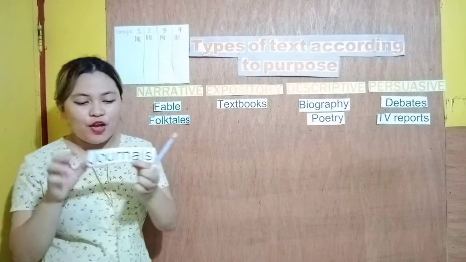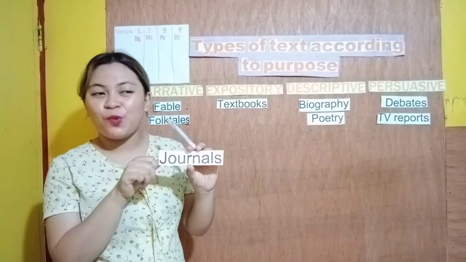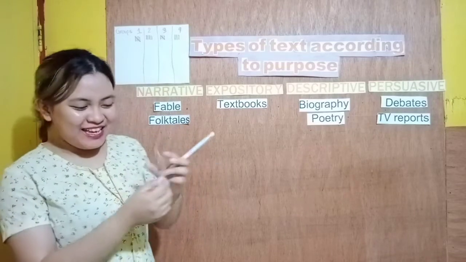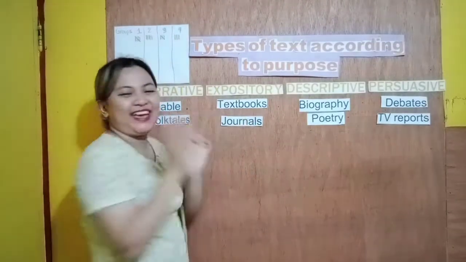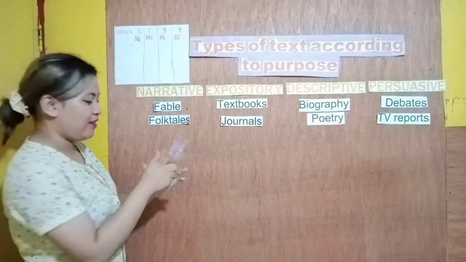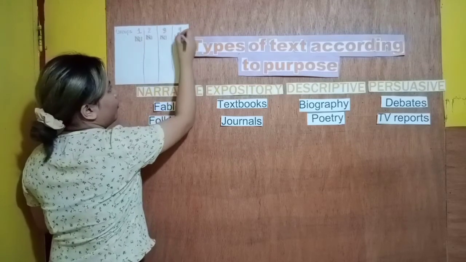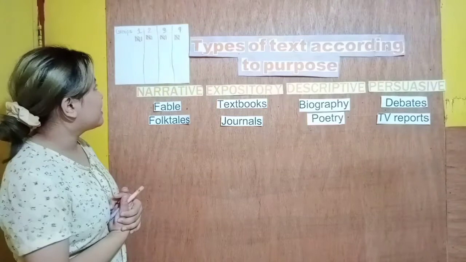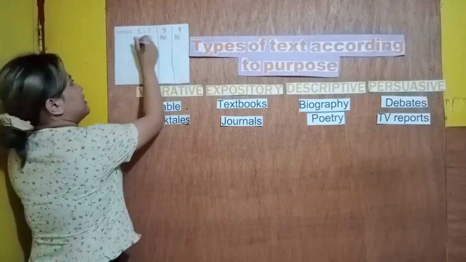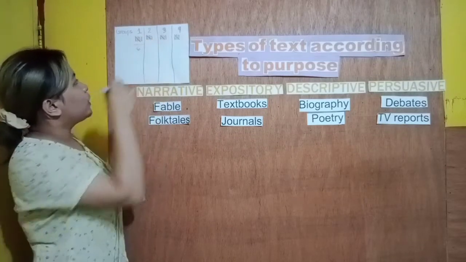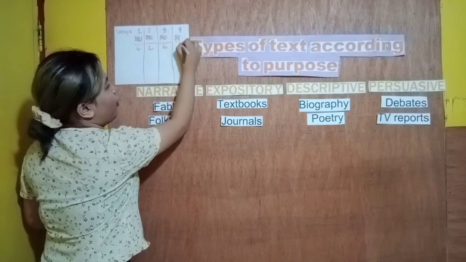Last one, we have journals. Where do journals belong? 3, 2, 1. Yes, very good. Journals belong to expository. Very good. Let's clap our hands. Everyone got the correct answer. Let's see your scores here. Group 1 got 6 points. Group 2 also 6 points. Group 3, 6 points. Group 4, 5 points.